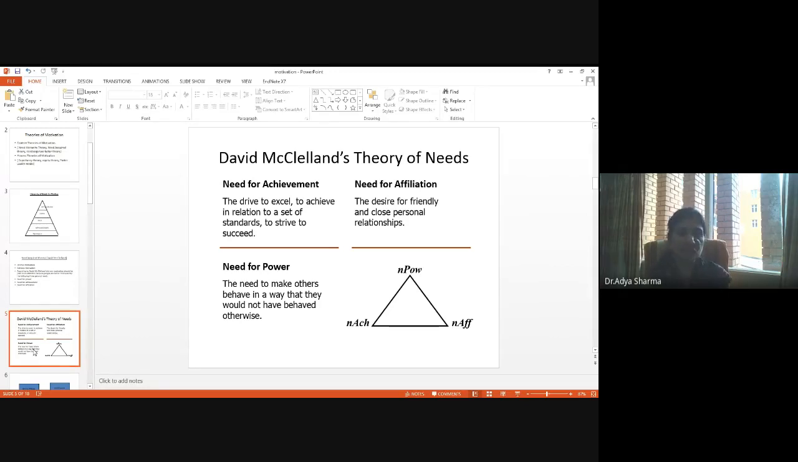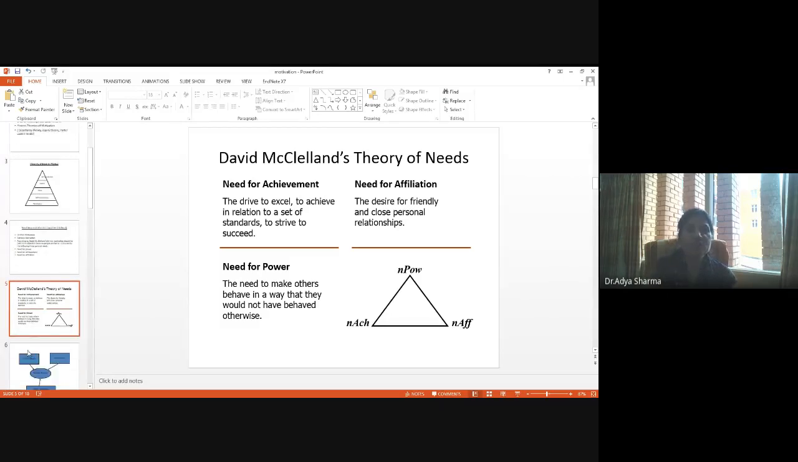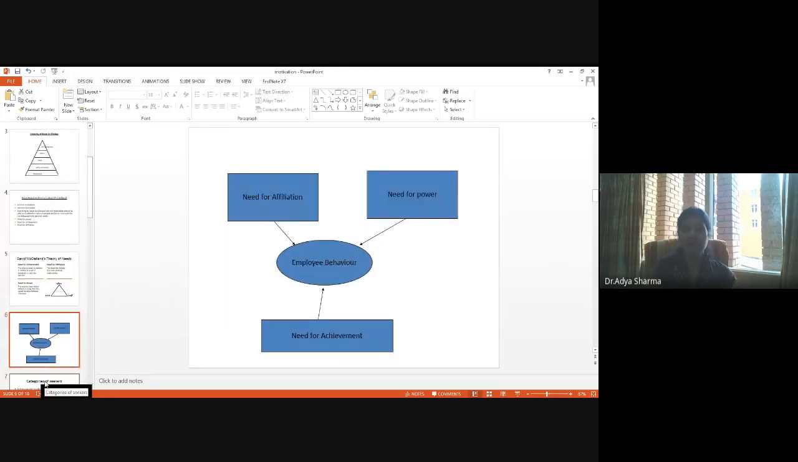On the other hand, need for power. These are also leaders. But these are the leaders who people like. They want to be appreciated. When they do something, they look forward to that appreciation. They look forward to that recognition. They do care what people think about them. So yes, these are the need for affiliation.